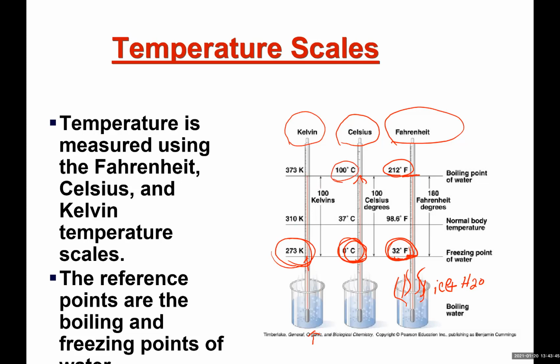And in Kelvin, the boiling point of water is 373 degrees of Kelvin. So do you see Kelvin? 373 Kelvin, 100 Celsius, and 212 Fahrenheit. They're all the same temperature. So that's how we are going to come up with a formula to relate these together.